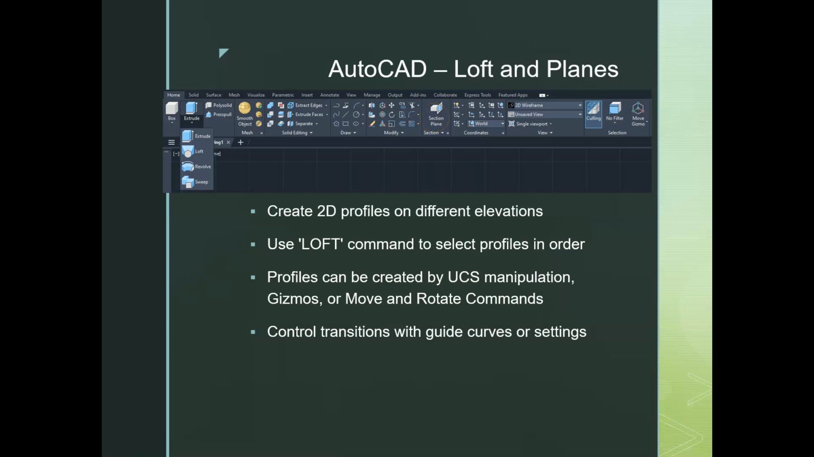So remember that for the Loft command, we don't really have planes located in this program. So we're going to use the Loft command, and I'm going to show you how to make a couple of profiles. We have to do this by either manipulating the UCS, we can also use the gizmo, or we can use the move and rotate commands. And what I mean by move and rotate commands is that there are 3D move and rotate commands inside of AutoCAD. And lastly, we do have that transition where we can add those guides and curves, right?